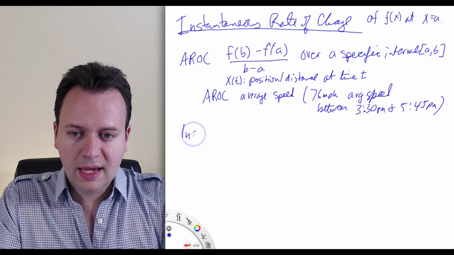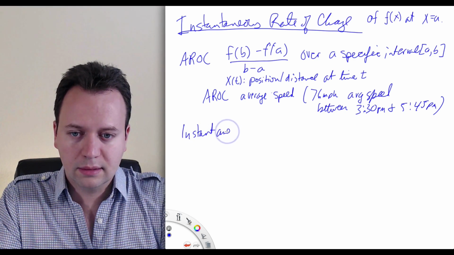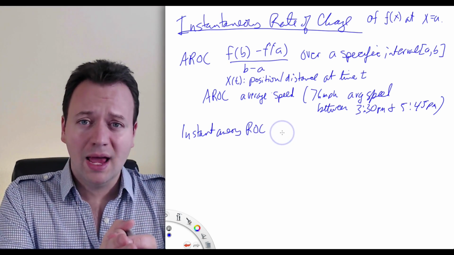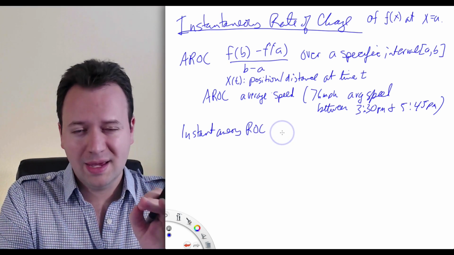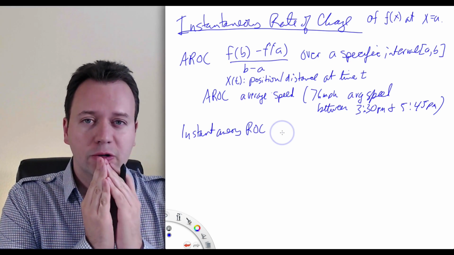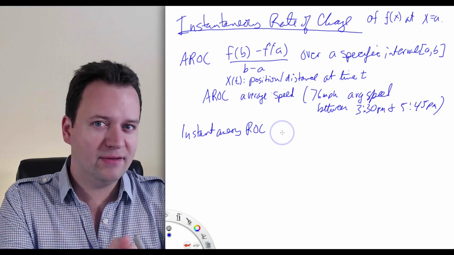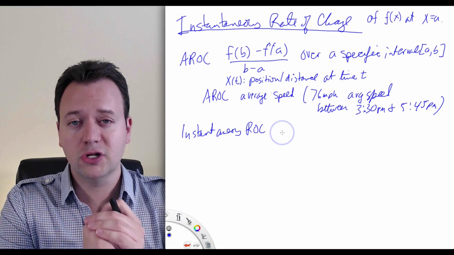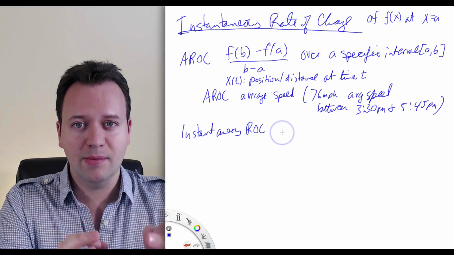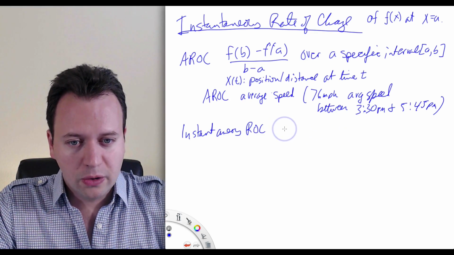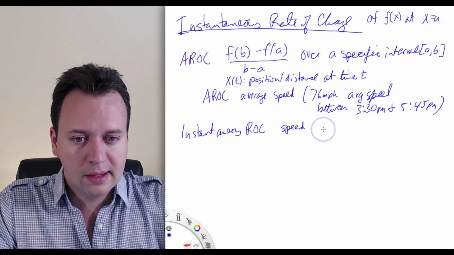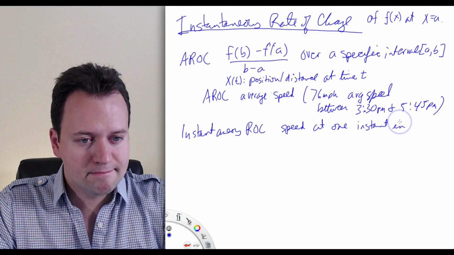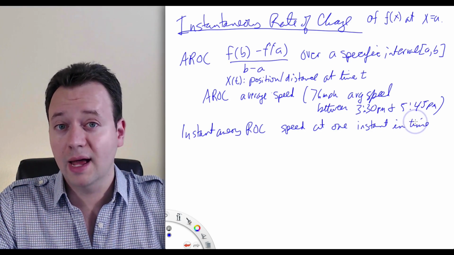So the instantaneous rate of change is an instantaneous speed. It's the speed at one moment in time. So you look at your speedometer at 3:45 and 12 seconds and it says 80 miles per hour. Your instantaneous rate of change at that point in time is 80 miles per hour. So it would be your speed at one instant in time.